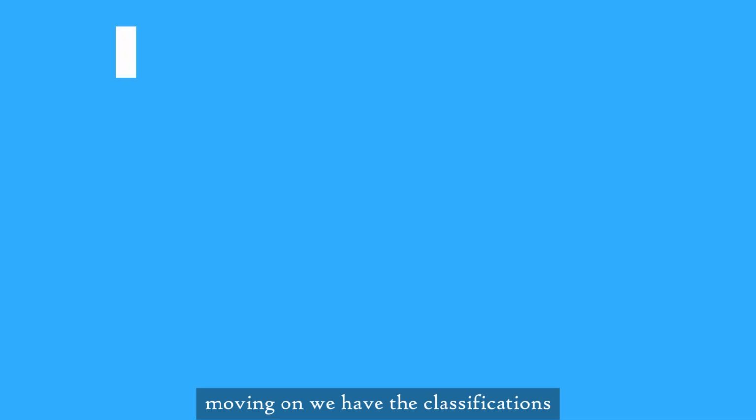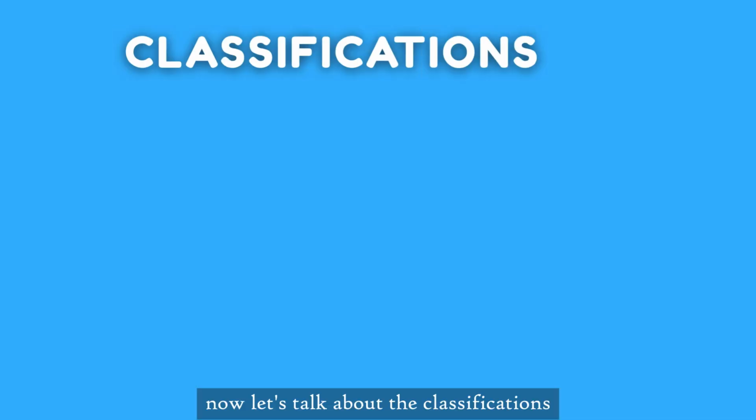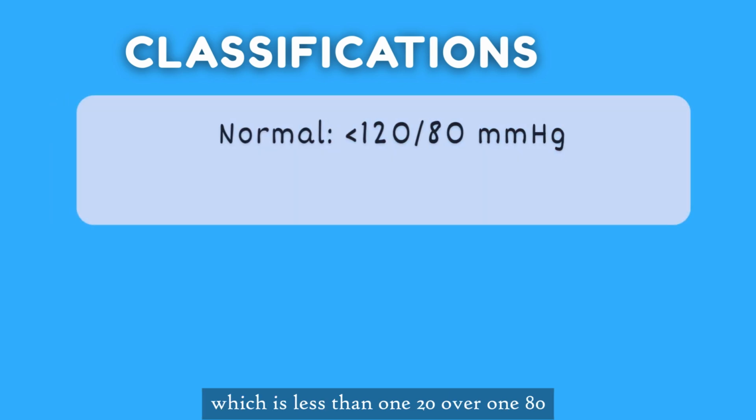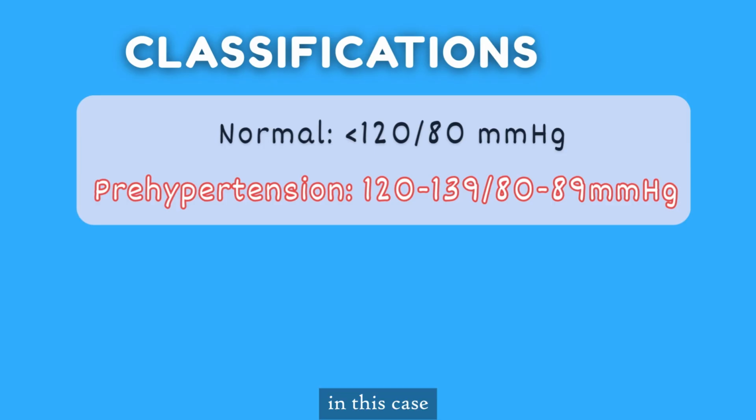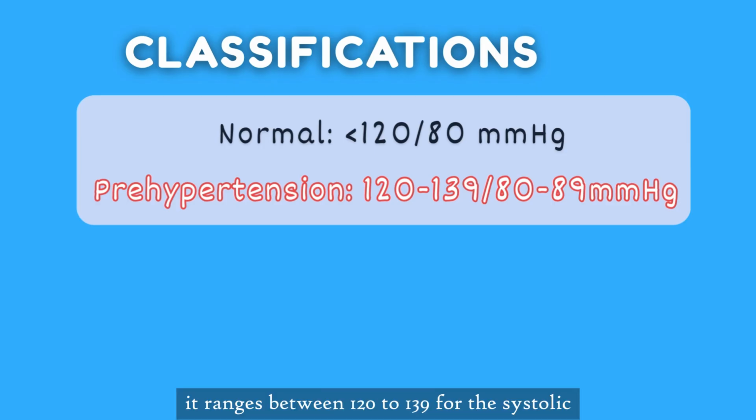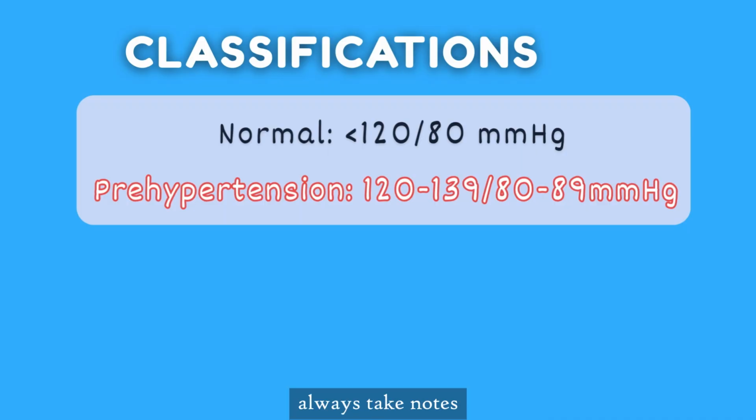Moving on, we have the classifications. Now let's talk about the classifications. For part 1, we have normal blood pressure, which is less than 120/80. That is 120 for the systole and then 80 for the diastole. We have pre-hypertension. In this case, it ranges between 120 to 139 for the systole and then 80 to 89 for the diastole. Always take notes.